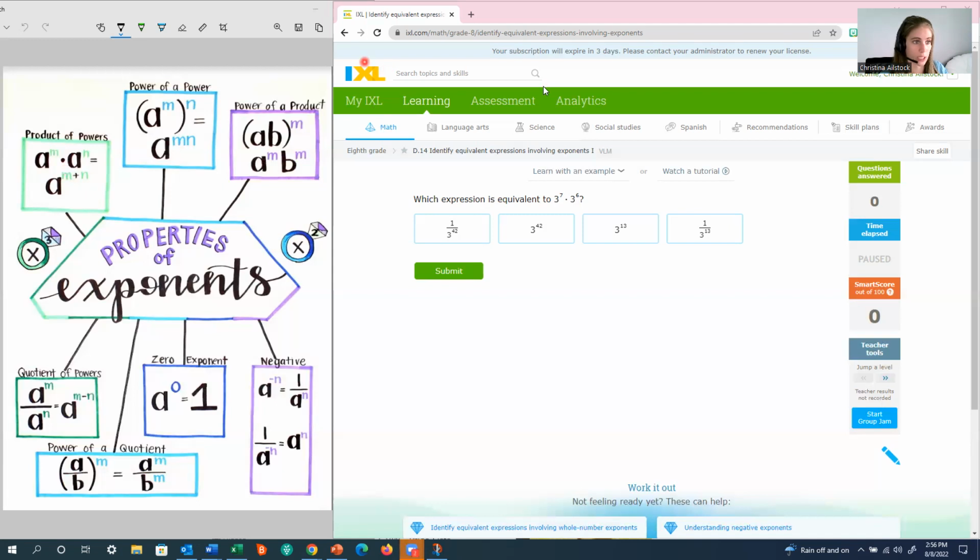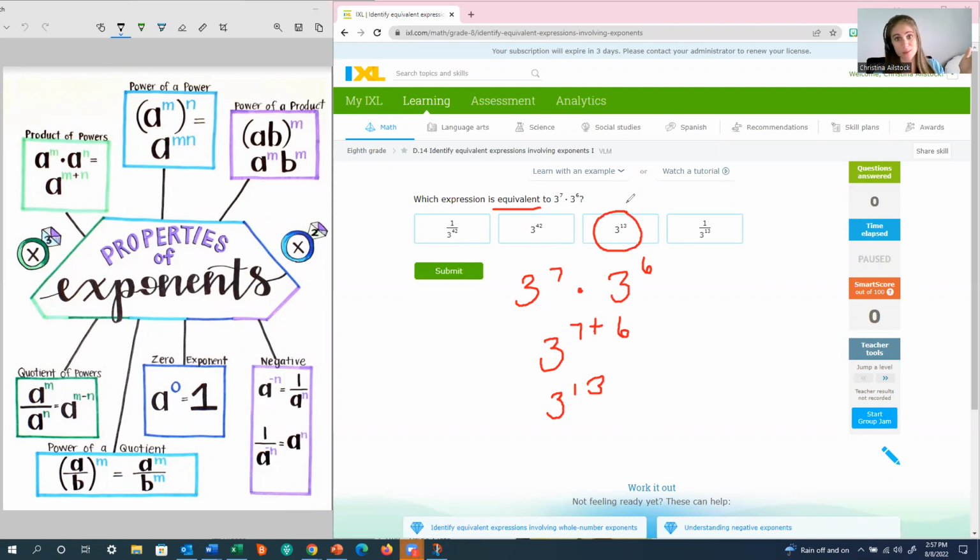Let's go ahead and write this one out here so we can see it. Since we have 3 to the 7th times 3 to the 6th, they're being multiplied, same base. I can simplify that by adding my exponents. 7 plus 6 is 13, which means 3 to the 13th is our simplified answer, and that is equal to this original expression. Just one is simplified, one is not, but they're still equal.